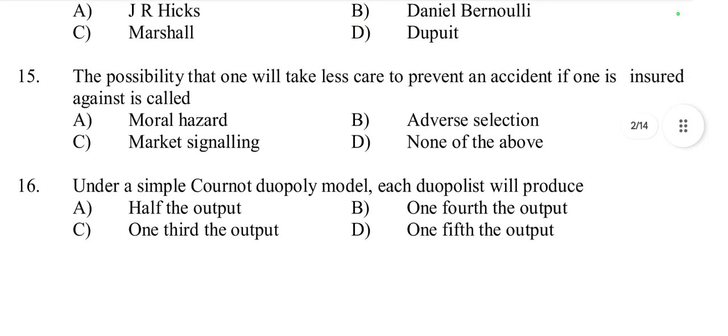Question 15: the possibility that one will take less care to prevent an accident if one is insured against it is called moral hazard, adverse selection, market signaling, or none. It is called moral hazard, because moral hazard occurs when a person changes their behavior, becoming less careful because they are protected by insurance. So it arises after the contract is made. So it is the situation of moral hazard.